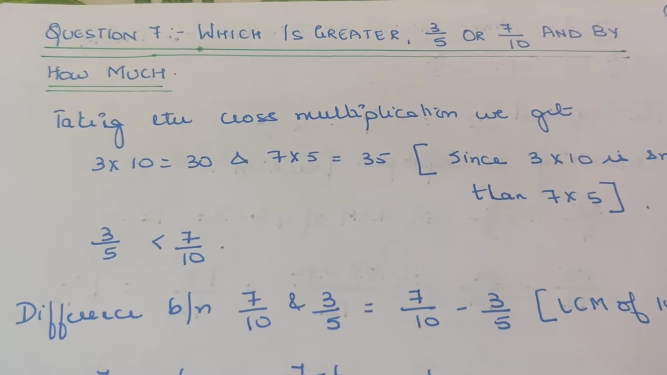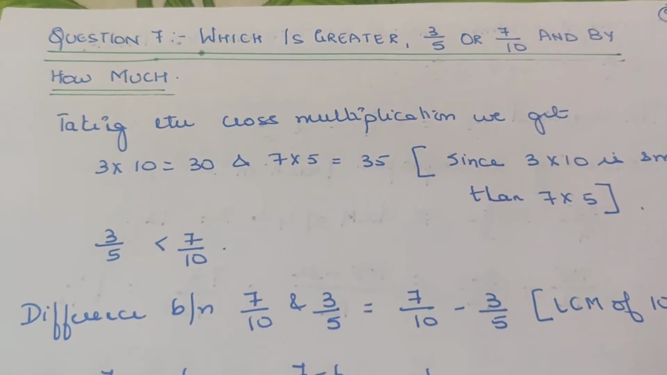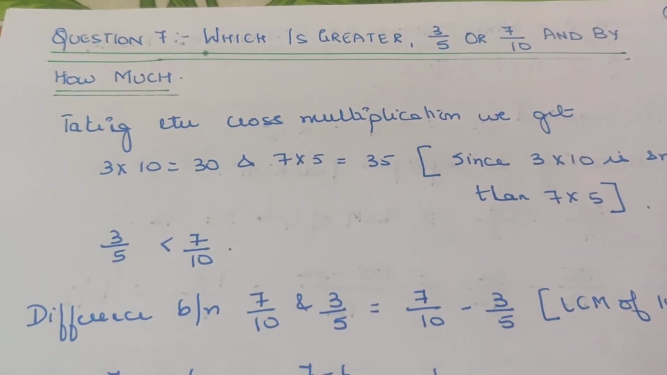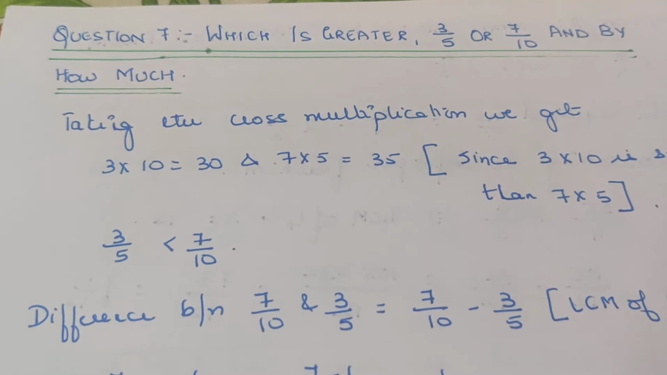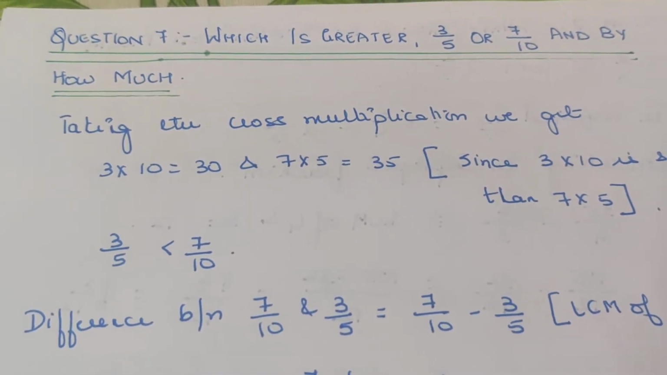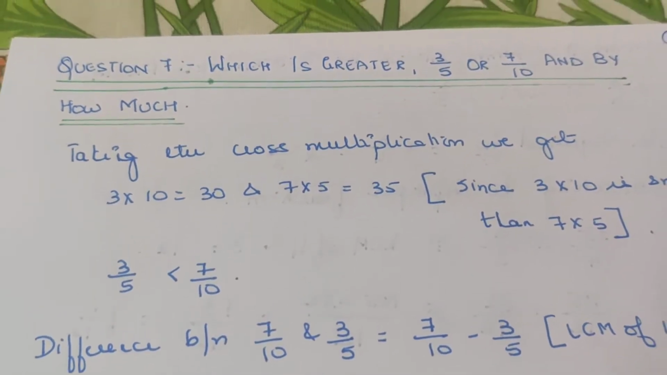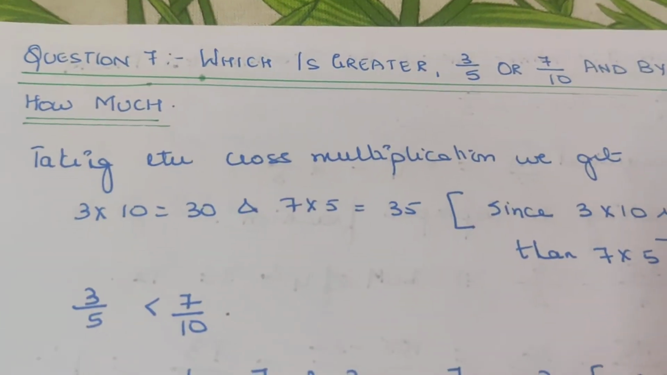This is on fractions 3C. I will continue from, this is for class 7 Selina Concise Mathematics book. I'll continue from question 7. I had stopped at question 6. So let's continue from question 7.